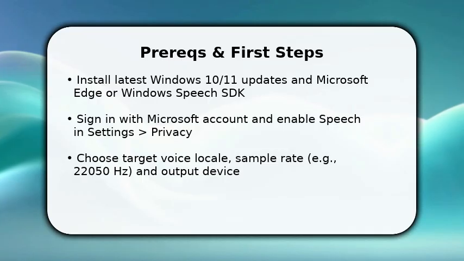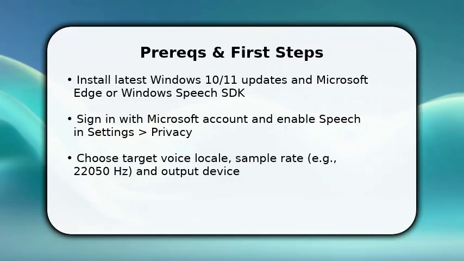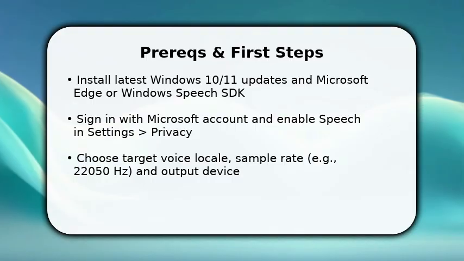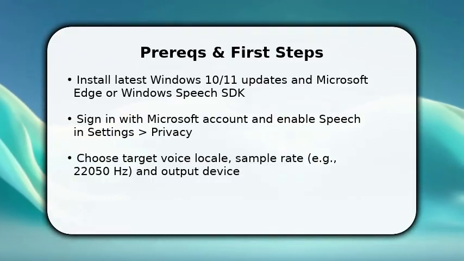Then open the speech settings or the Speech SDK Quick Start because you need the API keys or local voices ready. Make sure your output device is set to the one you'll test on. This avoids audio routing issues later.